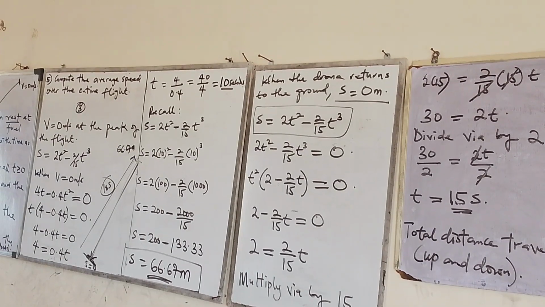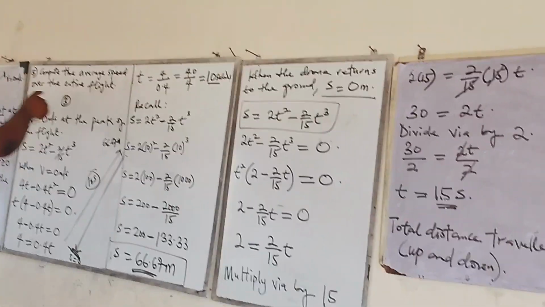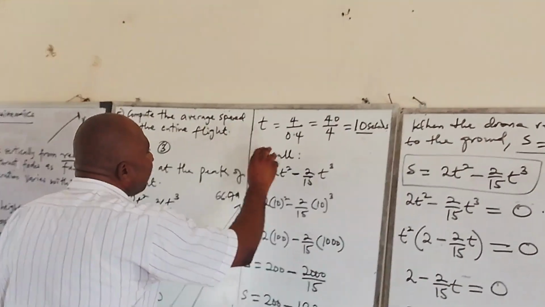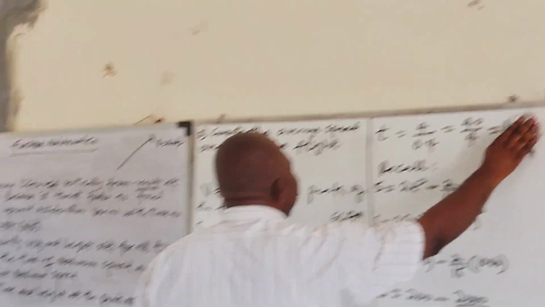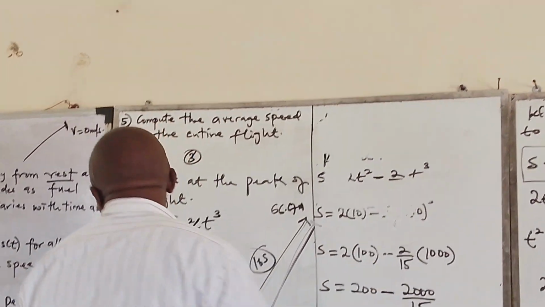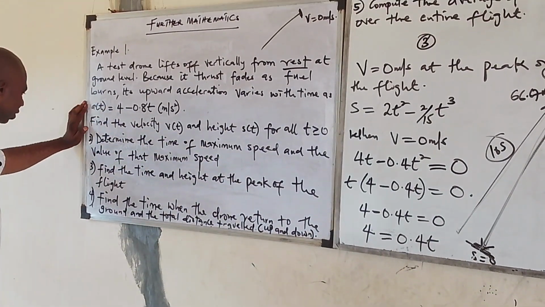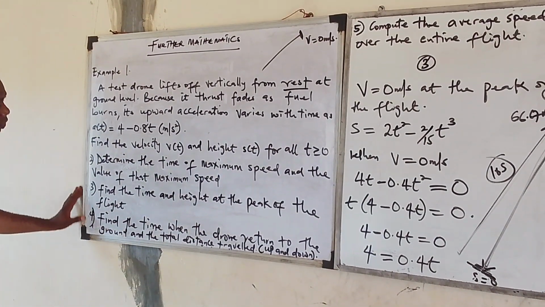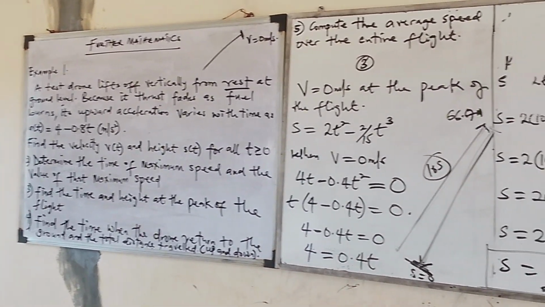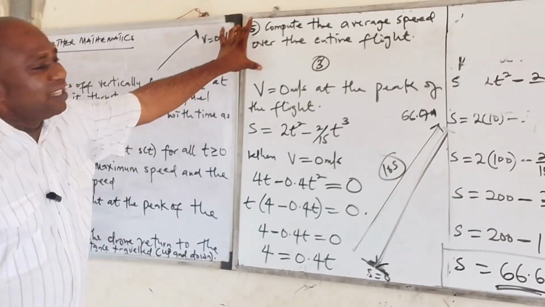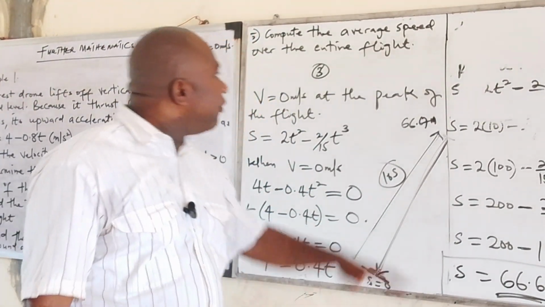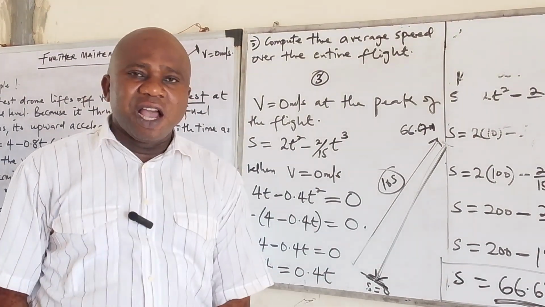Now the next question is, they said compute the average speed over the entire flight. Now we have done question A, questions 1, 2, 3, 4. So I'm going to leave this for you as an assignment: calculate the average speed for the entire flight.